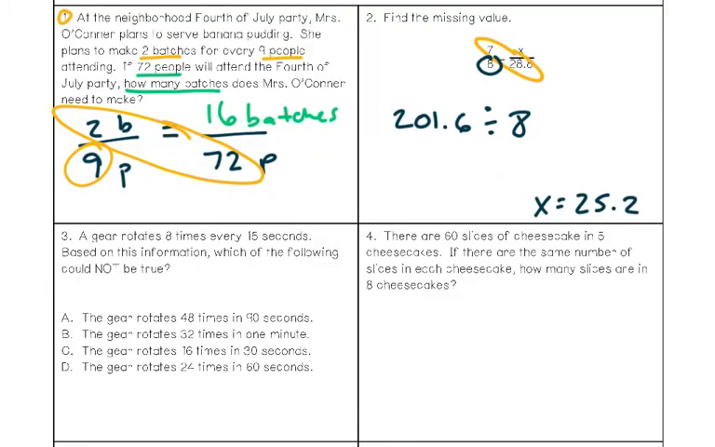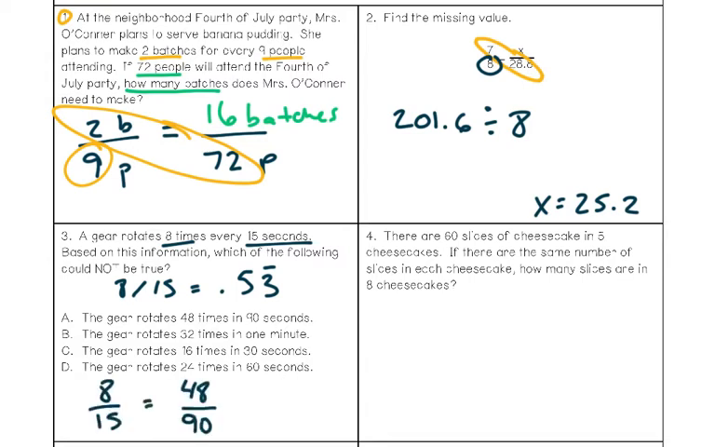Number 3 gives me a rate of 8 rotations for every 15 seconds. I can write that rate as a fraction, 8 times for every 15 seconds. And since I know that that line means divide, I can turn this fraction into a decimal. In this case, the decimal is going to be 0.5 with a repeating 3. Now what I would want to do is go through each one of these multiple choice options and divide out the rate for each one of those and see which one gets me 0.53 repeating. That's just one strategy for doing this problem.